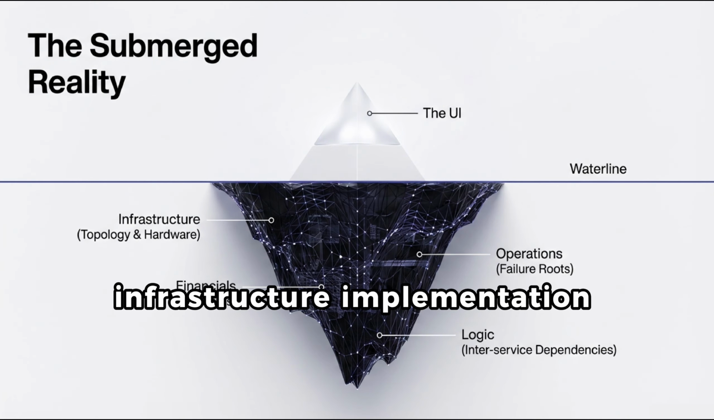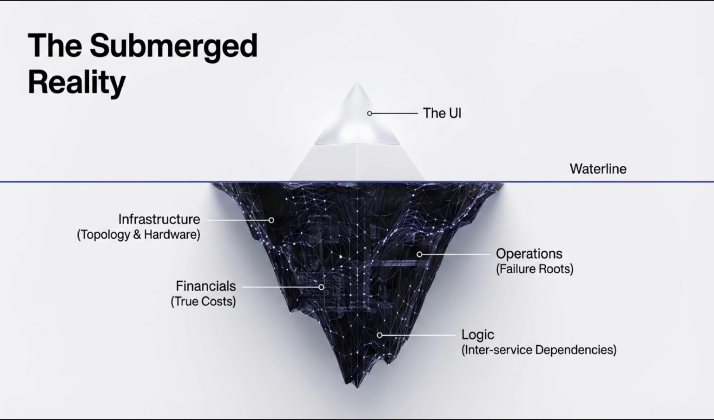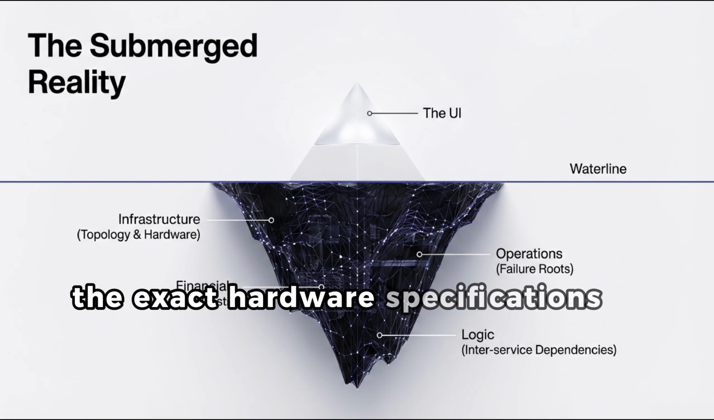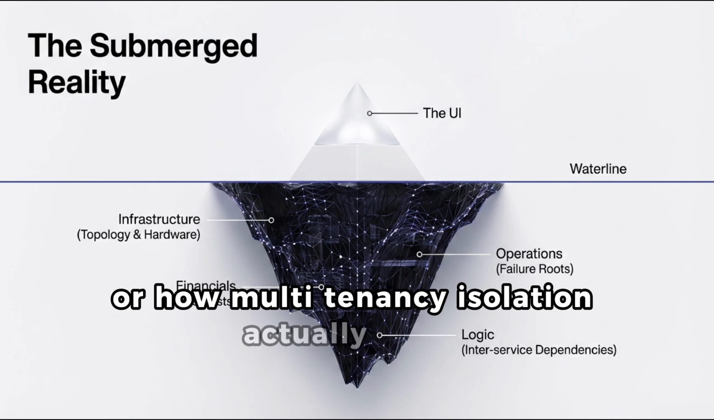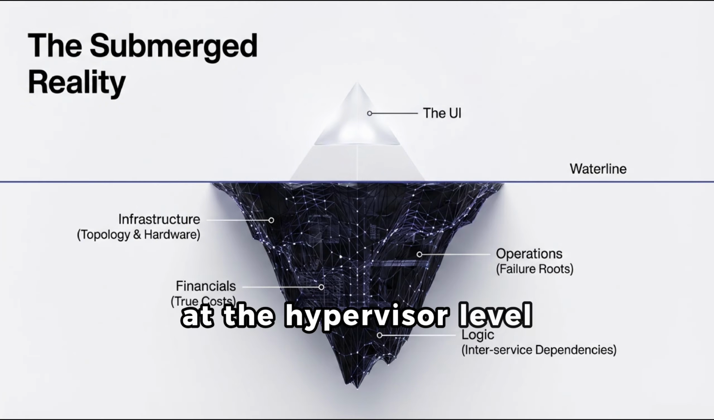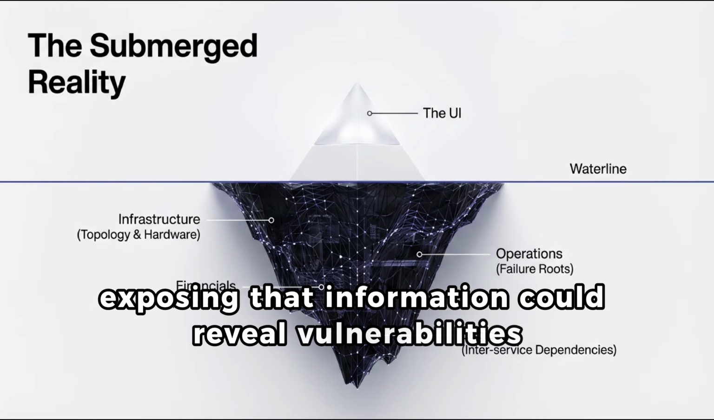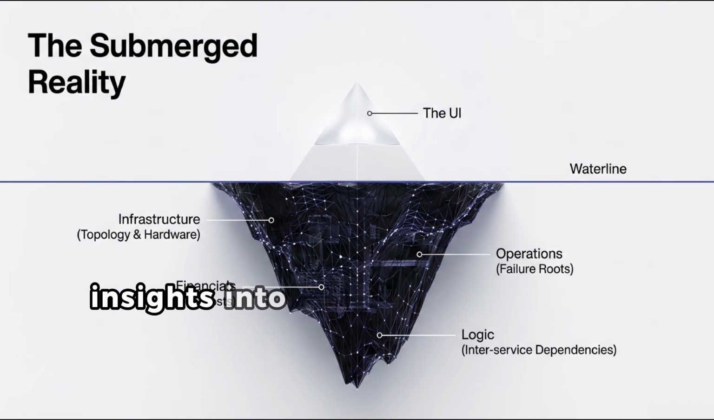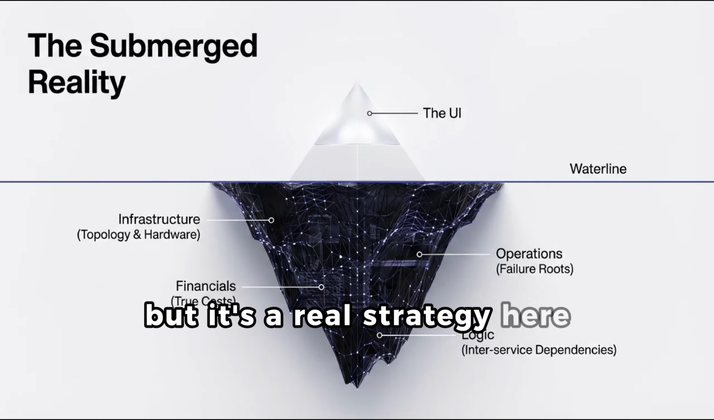Infrastructure implementation details are hidden for security and competitive advantage. You don't know the exact hardware specifications of physical servers, the network topology of data centers, or how multi-tenancy isolation actually works at the hypervisor level. Why? Because exposing that information could reveal vulnerabilities or give competitors insights into how to replicate the platform. Security through obscurity has its critics, but it's a real strategy here.